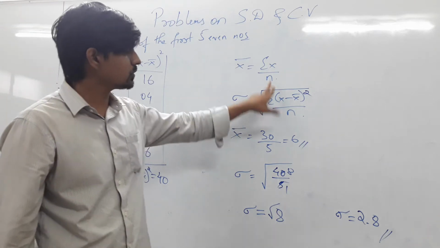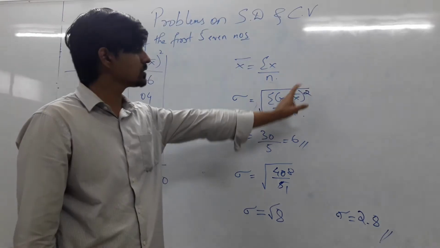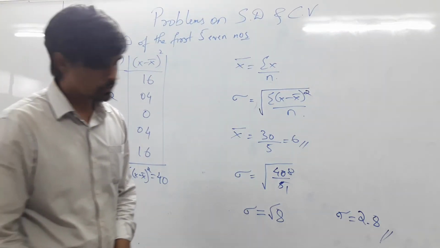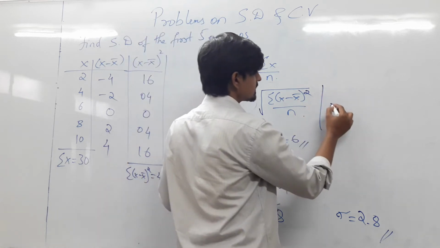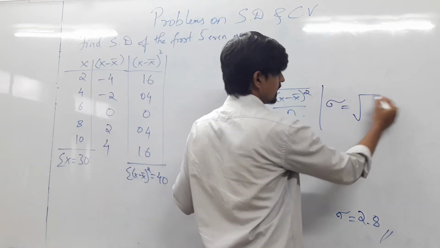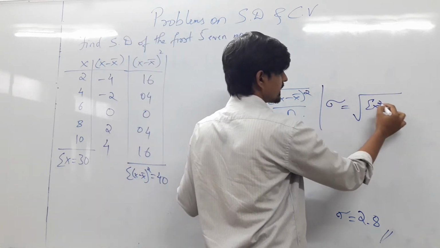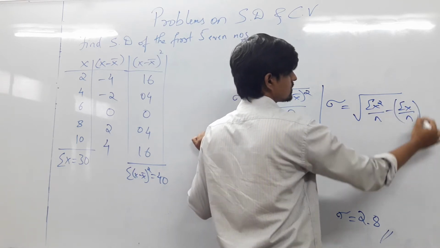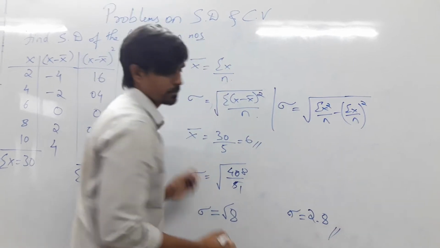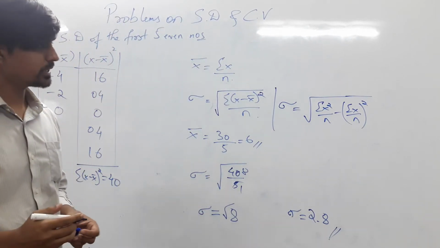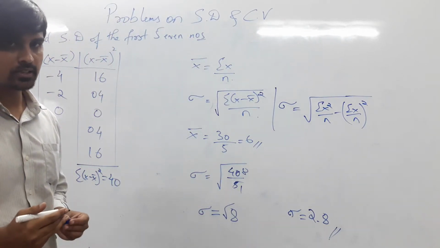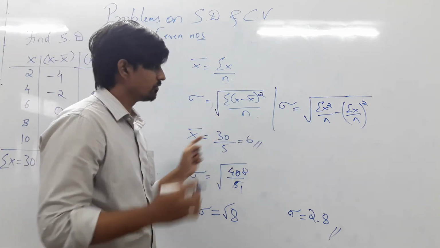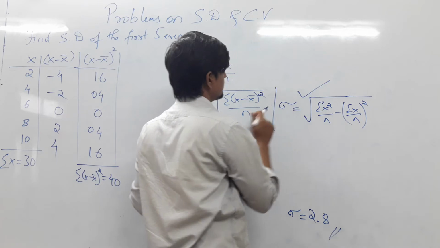Sigma is equal to under root summation (x minus x bar) whole square divided by n. Instead of this formula, you can use one more formula: standard deviation is equal to under root summation x square by n minus (summation x by n) whole square. This is one more formula. Both are okay, but we use this one more than the other.